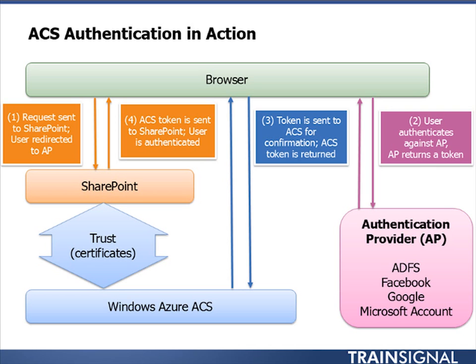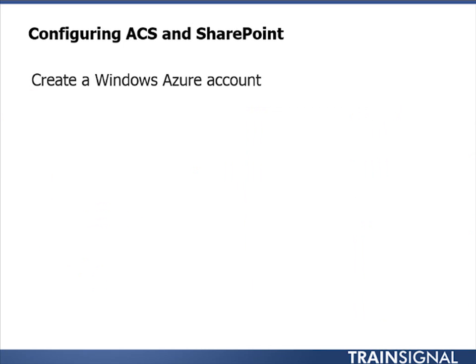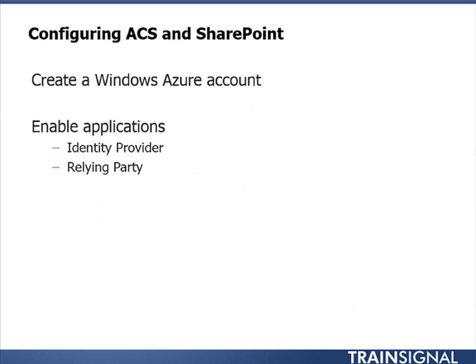Now that we've seen the moving parts, let's get in and take a look at how to actually implement this. You're going to notice the basic steps here for setting all of this up. The first thing that we're going to need is a Windows Azure account. When I get in to do my demo, I've already got this created. The next step is then to enable the application.